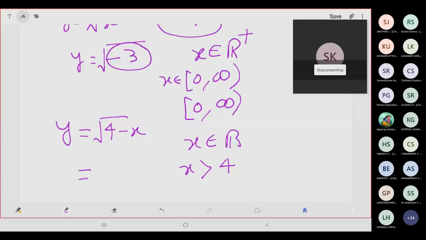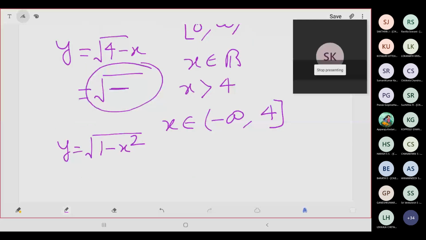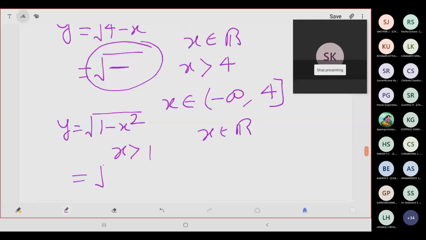Clear? And you can see the next function y is equal to square root of 1 minus x square. And now first you can try x from the real line, and you can choose the region where the function is defined. So whenever x is greater than 1, once again you have a negative sign under the square root. So this is not defined.